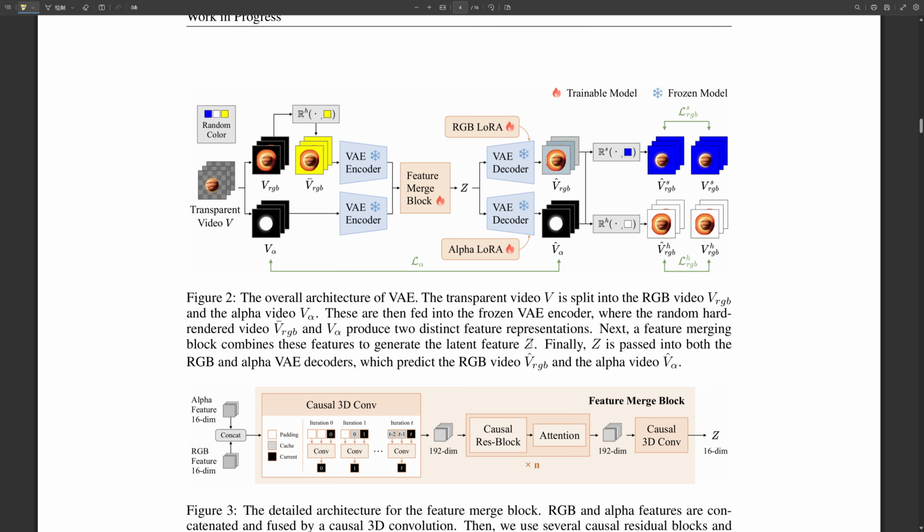Okay, so physically merging the information, how does this block combine them without doubling the heavy lifting computationally? Right. So this block takes the encoded features from RGB and alpha and combines them to predict that single merged latent representation, Z. And the crucial technical choice inside this block is their use of causal 3D convolution modules. Causal 3D convolution. Why that specific type? What's the advantage over standard 3D convolution?